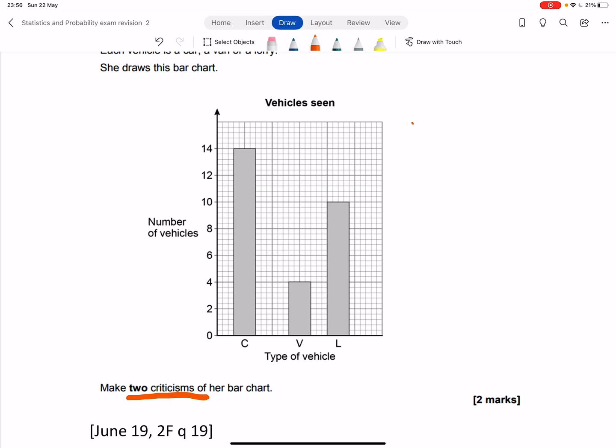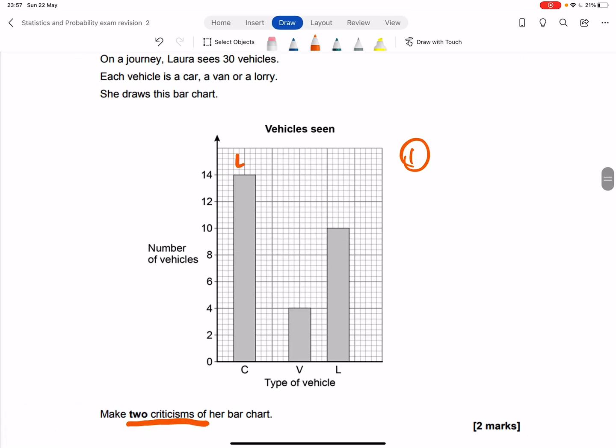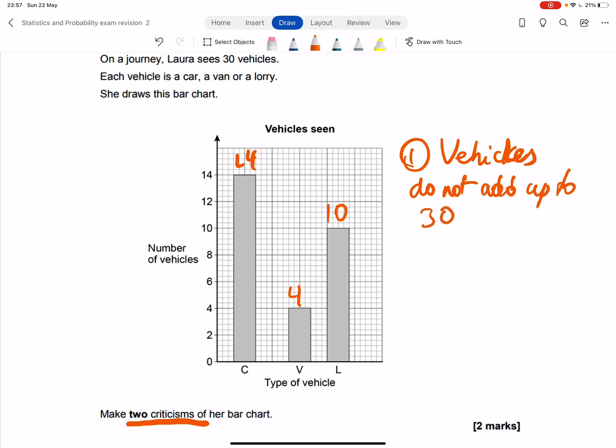So the first mistake is, let's just check first if the heights of the bars are correct, if all add up to 30. So that's 14. Here we have 4, and here we have 10. So if we add them up, they don't add up to 30, they add up to 28. So the first mistake will be that vehicles do not add up to 30, because we know that was given to us. That's the first mistake or criticism.